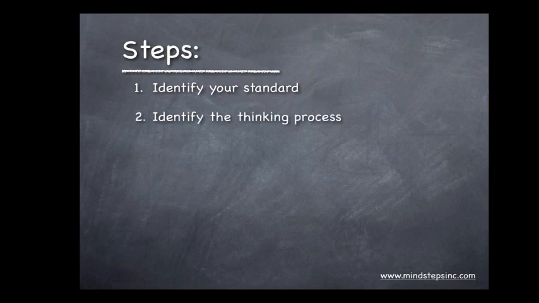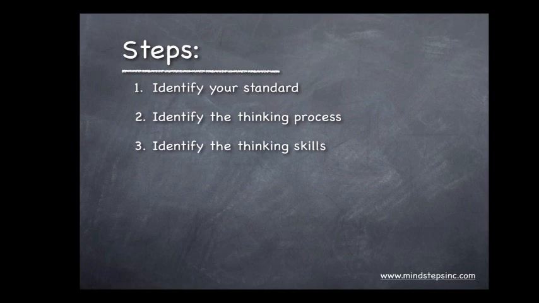Secondly, you want to identify the thinking process involved. How do you ultimately want students to think about your standard? Because after you've identified your thinking process, the next step is to identify the thinking skills. And if you'll remember, a thinking process is a combination of two or more thinking skills.